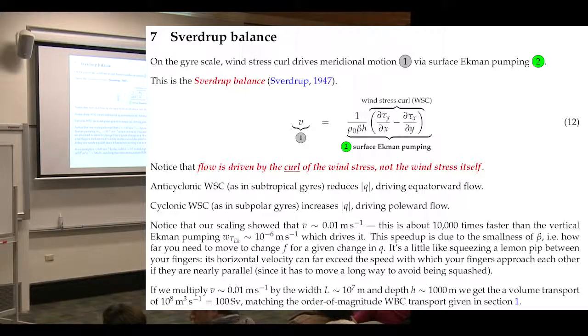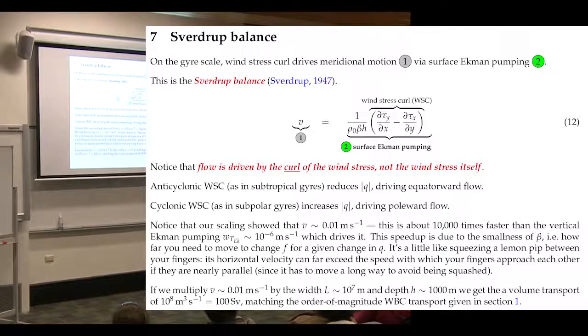It's a little bit like squeezing a lemon pip between your fingertips. You can think of your fingertips as being almost parallel. You move them together at a certain speed, and the pip has to move a lot faster that way to adjust to the relatively slow movement this way, and you end up with a large velocity. So the smaller beta is, the larger V is for a given wind stress curl. On a larger planet, if beta was smaller, the fluid would have to move further in latitude to change its potential vorticity.